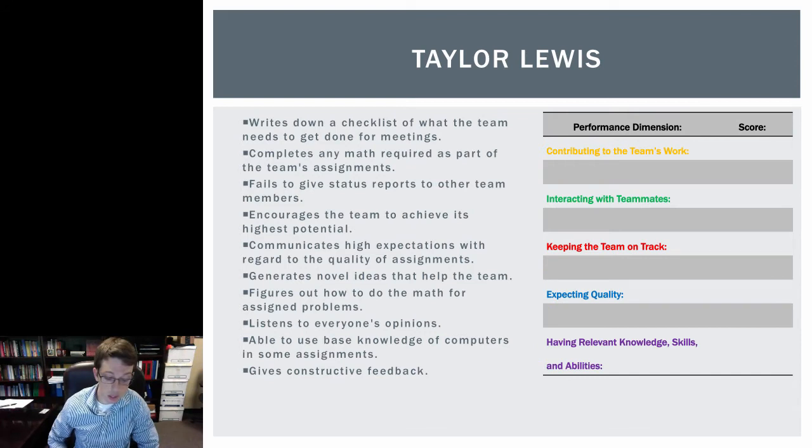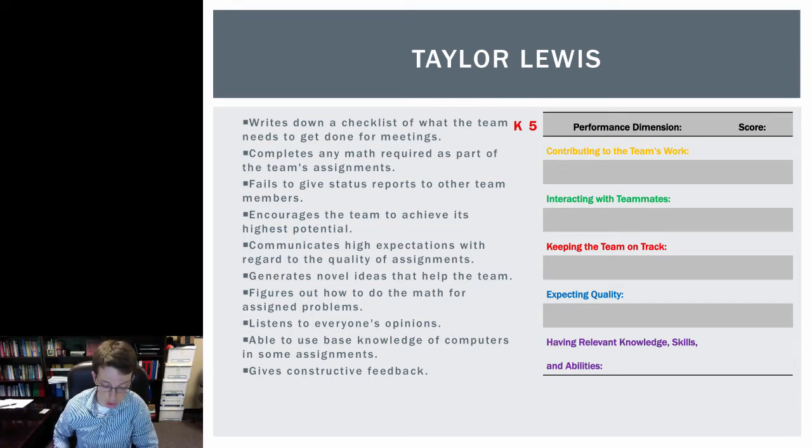Okay, so let's see how we did. We'll begin by reviewing the individual behaviors. For the first behavior, writes down a checklist of what the team needs to get done for meetings, which category would this fall under? So this falls under the keeping the team on track category. And how did you rate this behavior? Did you rate it in terms of high, medium, or low performance? So this reflects a high level of performance, so it deserves a score 5.